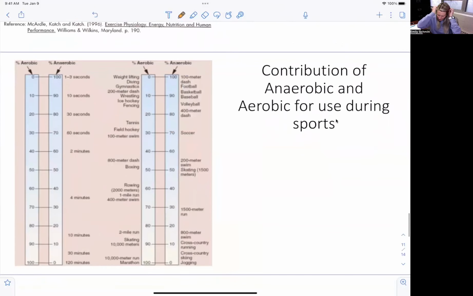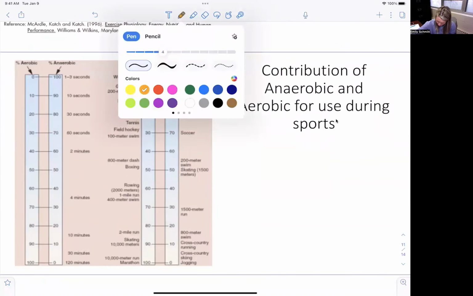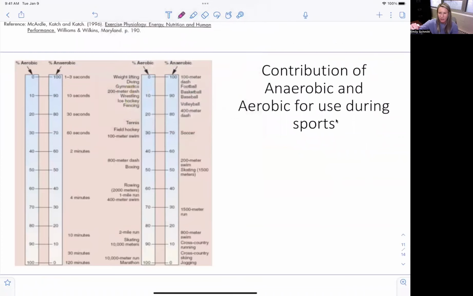So I like this. This is a little bit of a harder visual maybe to understand. So let me just show you what we're working with here. The concept's not difficult. It's the contribution of anaerobic and aerobic use during sports. So we know that if we are at 100% anaerobic, we're not using any of our aerobic capacity. If we're at 30 seconds of anaerobic, we're tapping in a little bit to the aerobic capacity, but not that much.